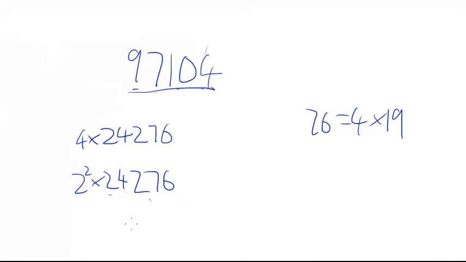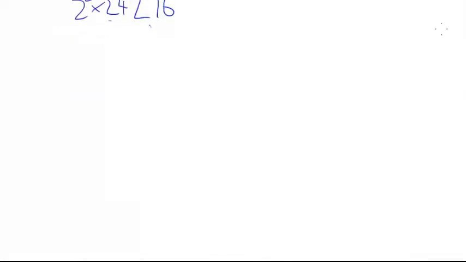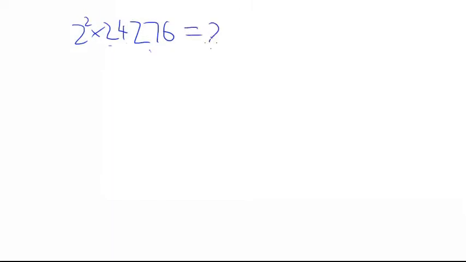Now we just divide 24,276 by 4 again. We get 6069. So this is 2 squared times 2 times another 2 squared times 6,069. Well, this is an odd number, so you can't divide by 2 anymore. But look, this is a 6, this is another 6, this is 9 and 2. What do these digits have in common? They're all divisible by 3. And if all digits are divisible by 3, this is definitely divisible by 3.